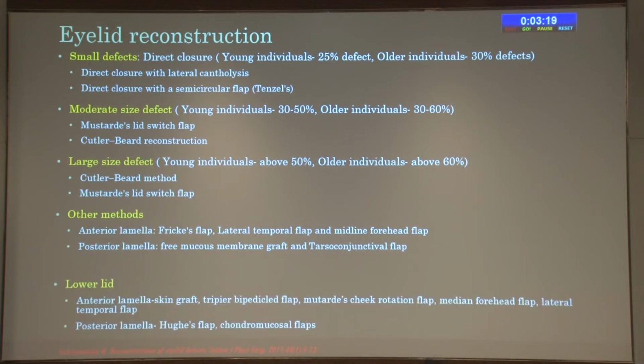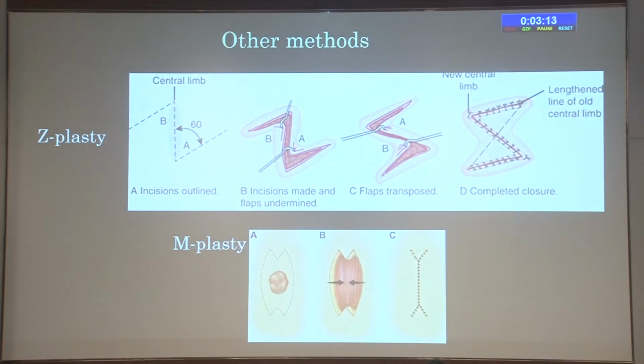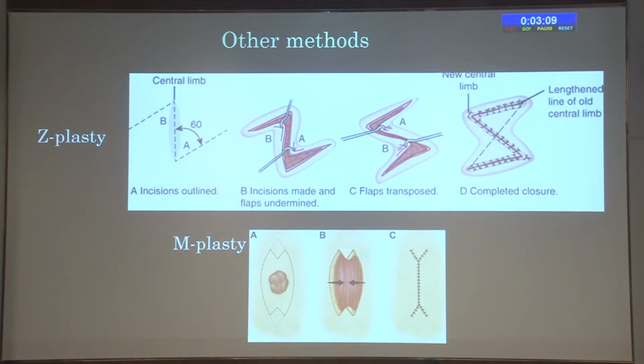When it comes to the lower lid, usually the anterior and posterior lamella are reconstructed separately with the available options. There are other methods which help mobilize the surrounding tissues and make it easier for closure, because at the end of the day, there shouldn't be any tension at the suture lines.